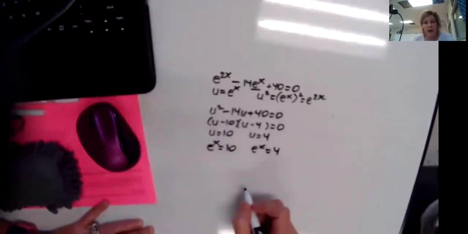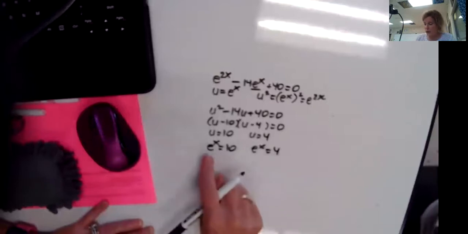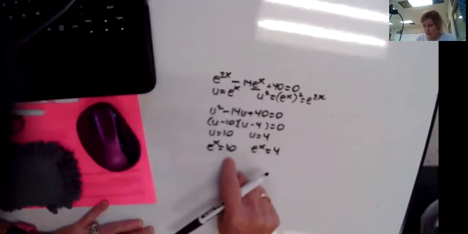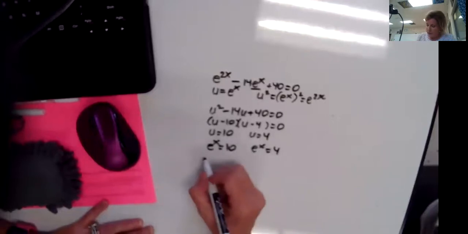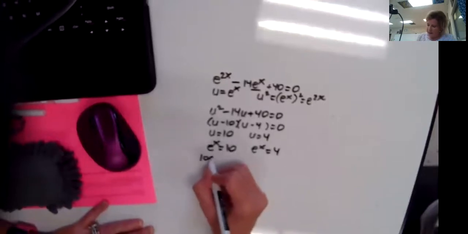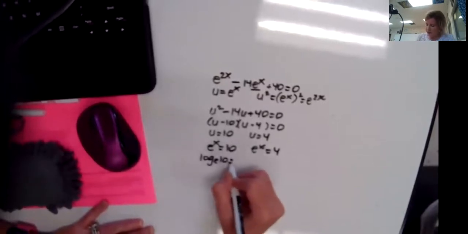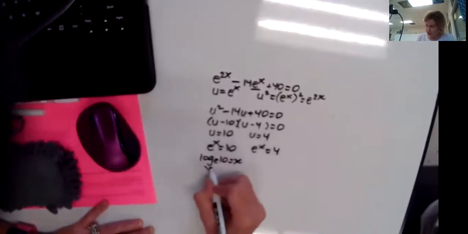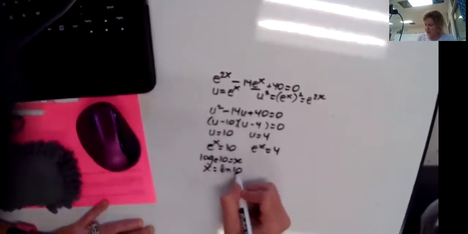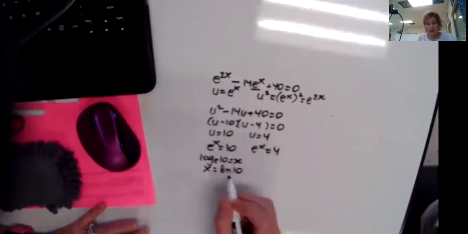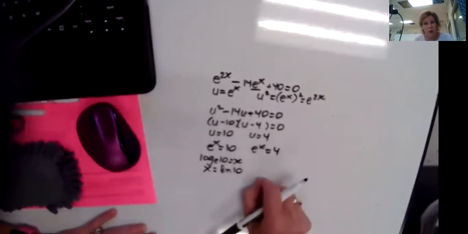So now I've got 2 options. I can either rewrite this in logarithmic form. If I do that, I'm going to say, well, log base e of 10 equals x, more commonly known as x equals ln 10.